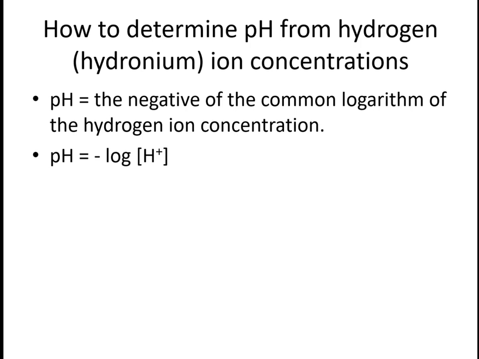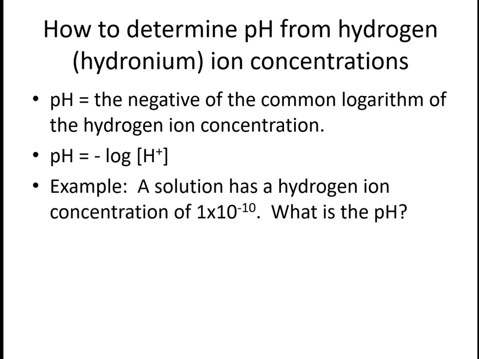So pH is the negative log of the hydrogen ion concentration. That's how we would write it. So let's look at an example together. If we have a solution that has a hydrogen ion concentration of 1 times 10 to the negative 10, what would be the pH? Well, this is very easy.